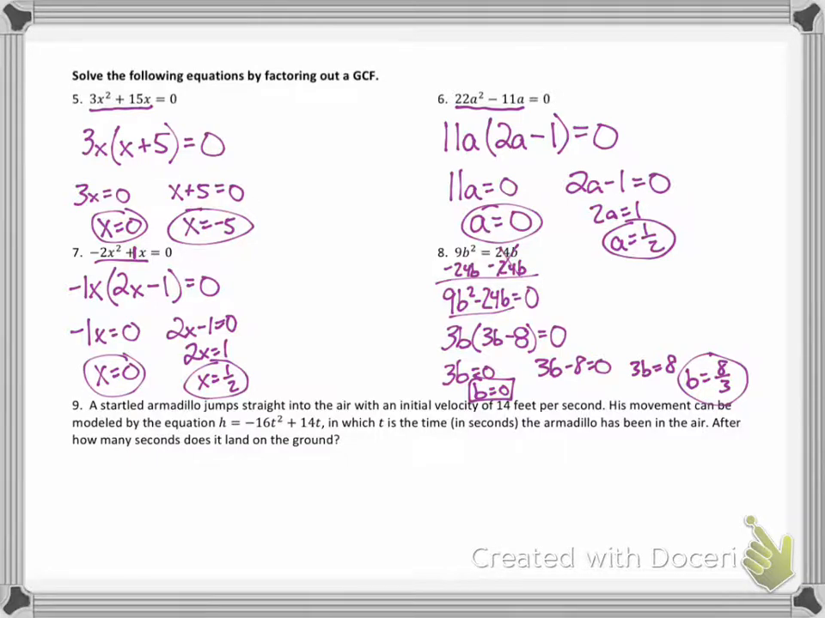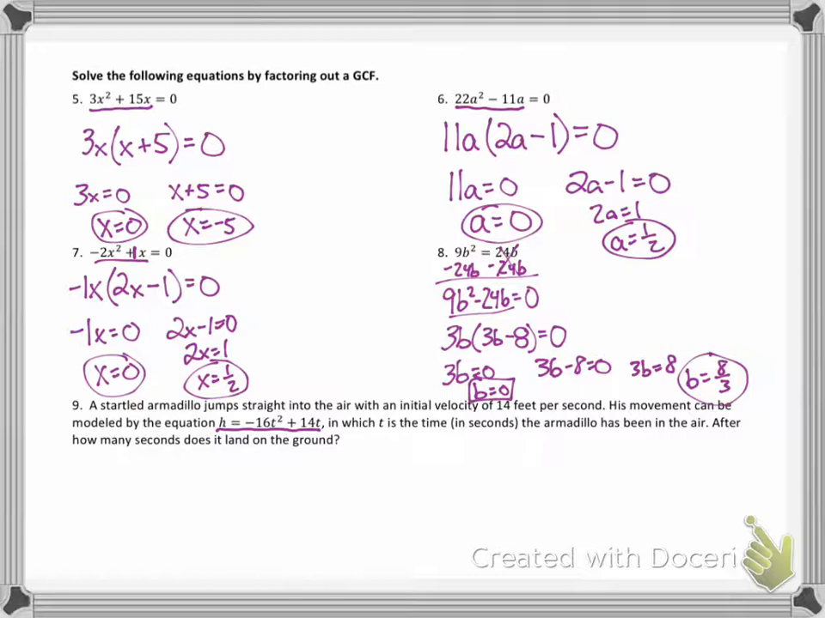So last problem here, we have number 9, a little quick word problem here. Let's talk through that. A startled armadillo jumps straight into the air with an initial velocity of 14 feet per second. This movement can be modeled by the equation h equals negative 16t squared plus 14t in which t is the time in seconds the armadillo has been in the air. After how many seconds does it land on the ground?